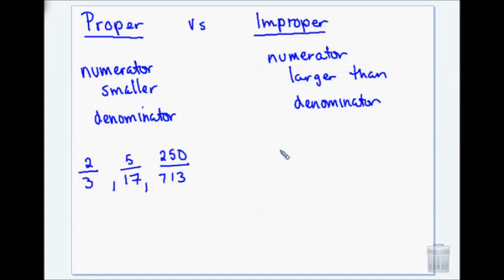So we take these same exact things, but maybe we flip them over. Okay. Now, if I have a proper fraction, this has 3 parts and I have 2 of them. This has 17 parts and I have 5 of them. This has 713 parts and I have 250 of them. This is all less than 1.